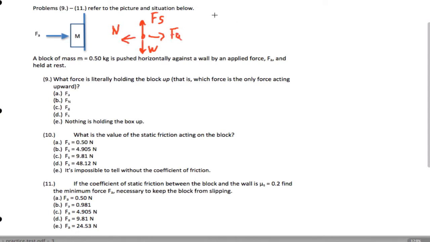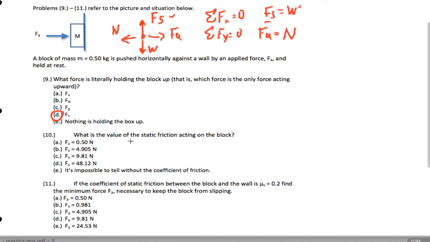Now this situation is entirely balanced, so we know that the forces balance in the x and in the y. And so I can write that as the friction balances the weight, and the applied force balances the normal. So which force is literally holding the block up? That's the friction force, and we get that from our equation and our free body diagram, one and the same.